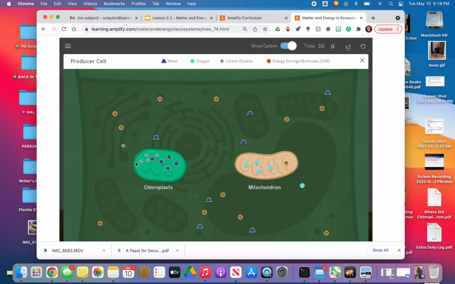So we see in the producer, obviously, the chloroplast. Now remember, chloroplast is where photosynthesis takes place. That's not what we're looking at. We're here to look at the mitochondria. Okay? In the mitochondria, you're going to see that oxygen and ESM go in, and water and carbon dioxide go out.